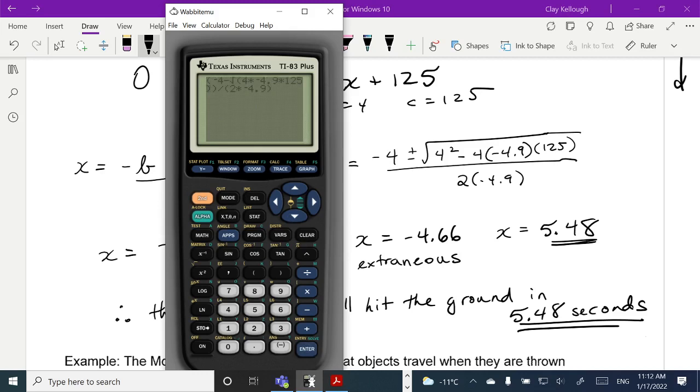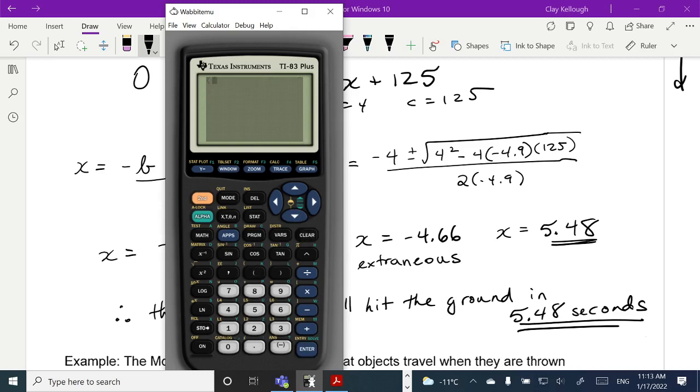4 times -4.9. Oh, yeah, I forgot to square the 4. I missed the squared. I said it, I must have missed the thing here. Second function, insert a squared. There we go, enter. No, still doesn't like it. Now what? 4 squared minus 4. Oh, hang on, let's start over.